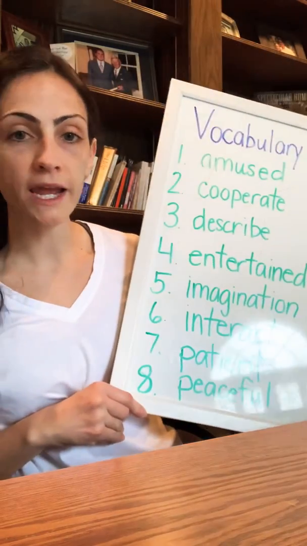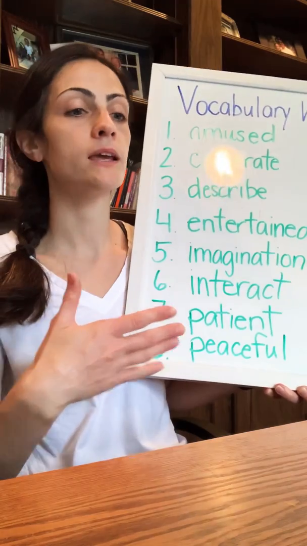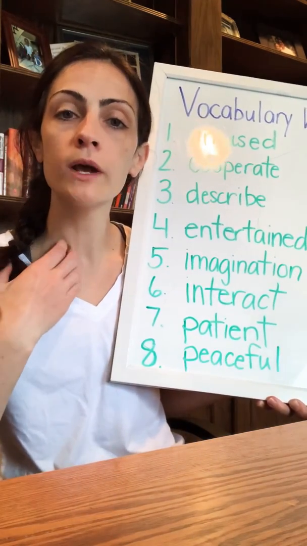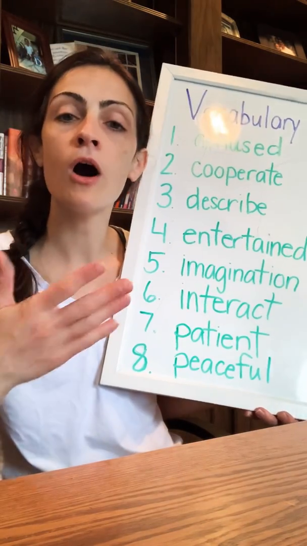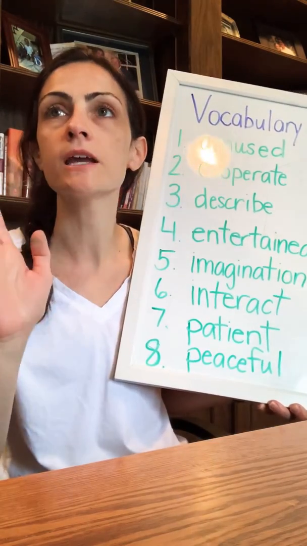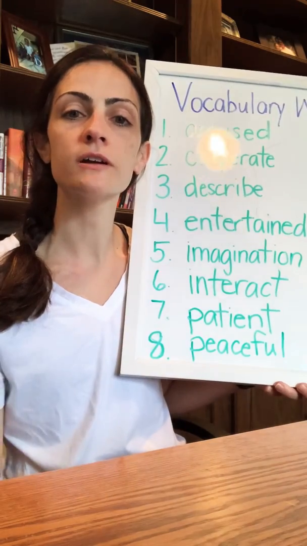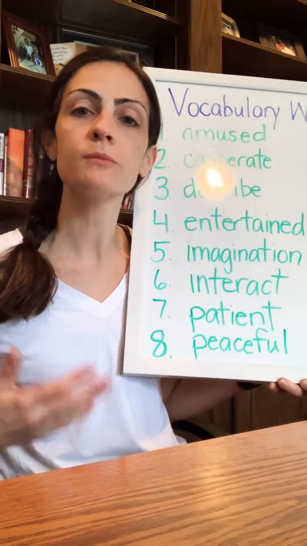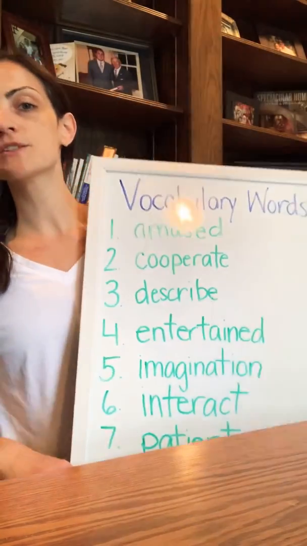And finally, number 8, peaceful. Okay, a peaceful situation is something that is calm. You might go and visit a lake. You might go and visit a pond, and it could be very peaceful. You don't hear a lot of noise from city traffic or city lights. It's just in nature. It's something that's very peaceful. It usually brings you a sense of calmness. And those are our vocabulary words for the week.